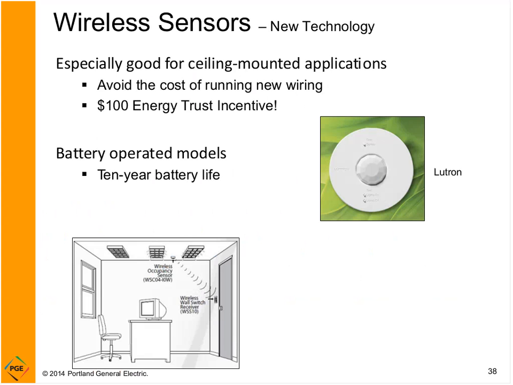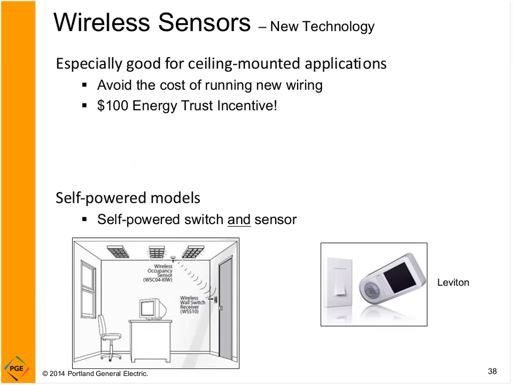There's two basic ways of providing power to these sensors. One is having a long life battery, and Lutron is an example of someone that uses this approach, and the other way is to have self-powered switches and sensors, such as the one that Leviton has. Now the cost of these sensors has come down recently, so this is an option you definitely want to check out.